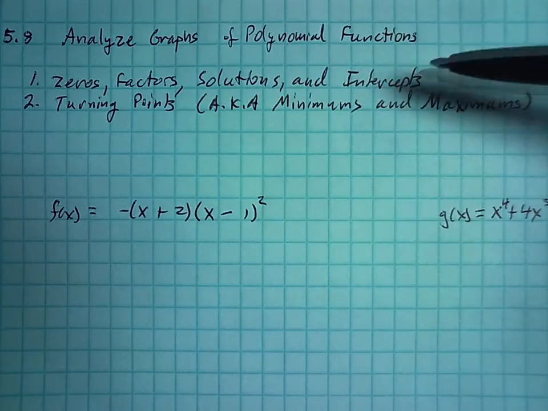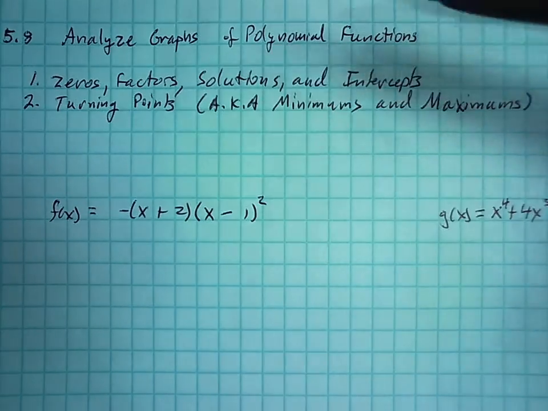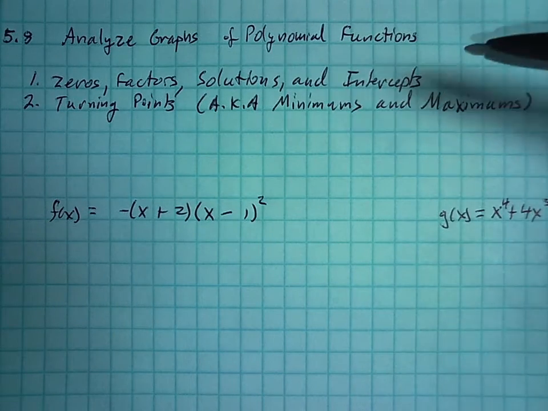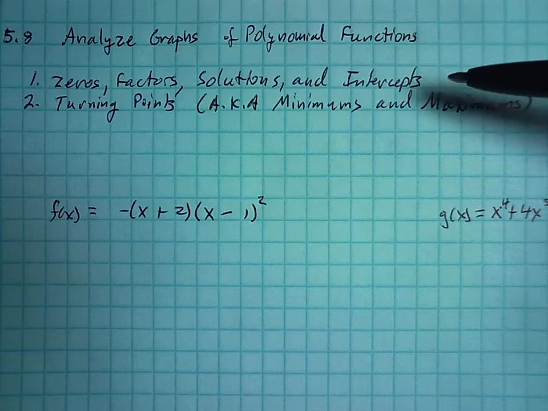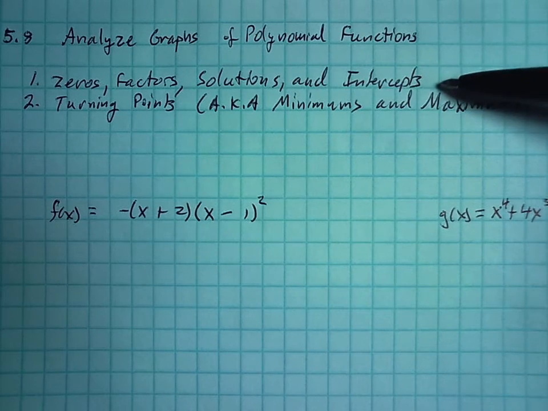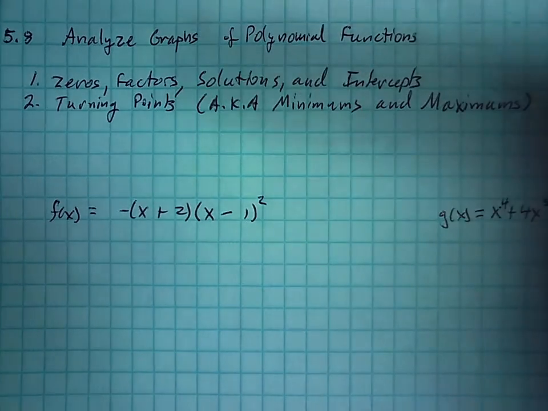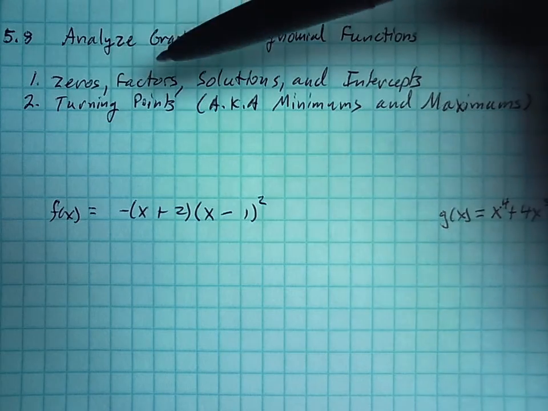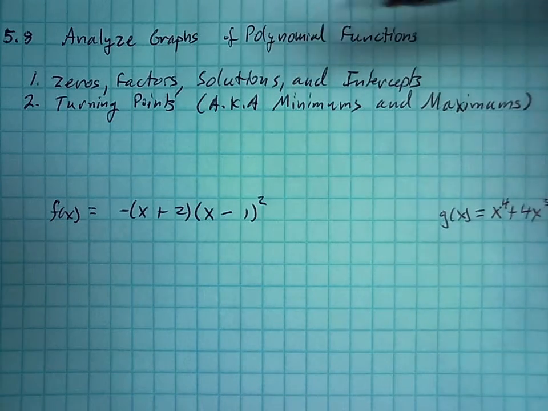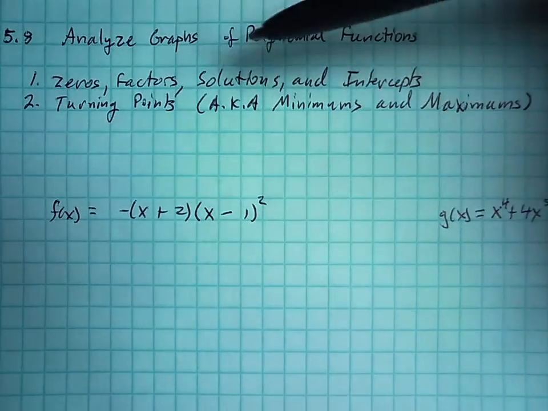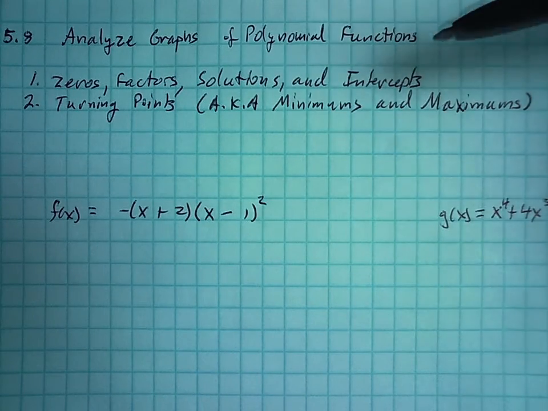But the first thing we're looking for, I actually have 4 different names, although these all refer to the same part of a function, of a polynomial anyway. Zeros, factors, solutions, and intercepts. It's 4 different ways to describe the same thing.